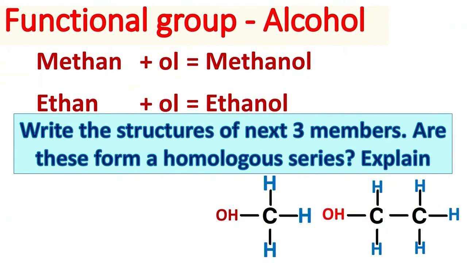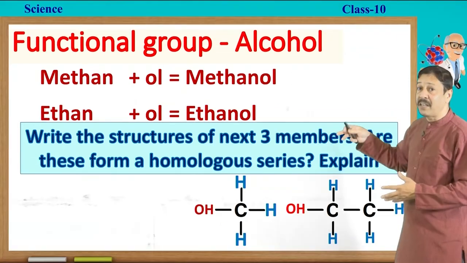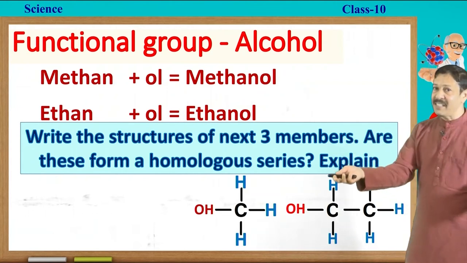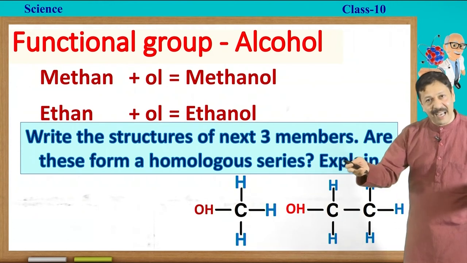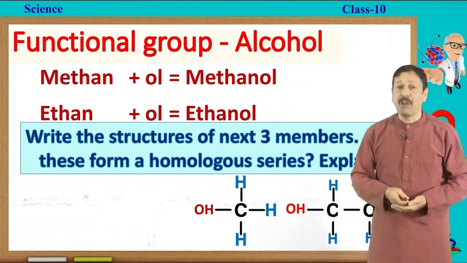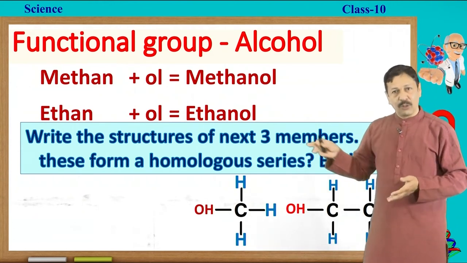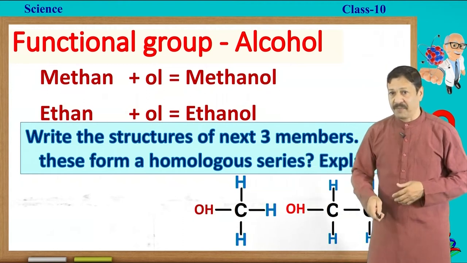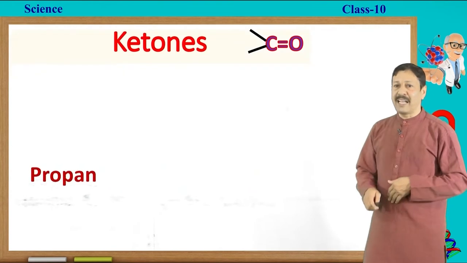Now try to write the structure of the next three members. You have to check whether they are in a homologous series and you have to give the reason. First, you have to check, what is the difference between two successive members? If it is a CH2 formula unit, then it is a homologous series. So I hope you wrote these structures. Now let us move on to the next one.